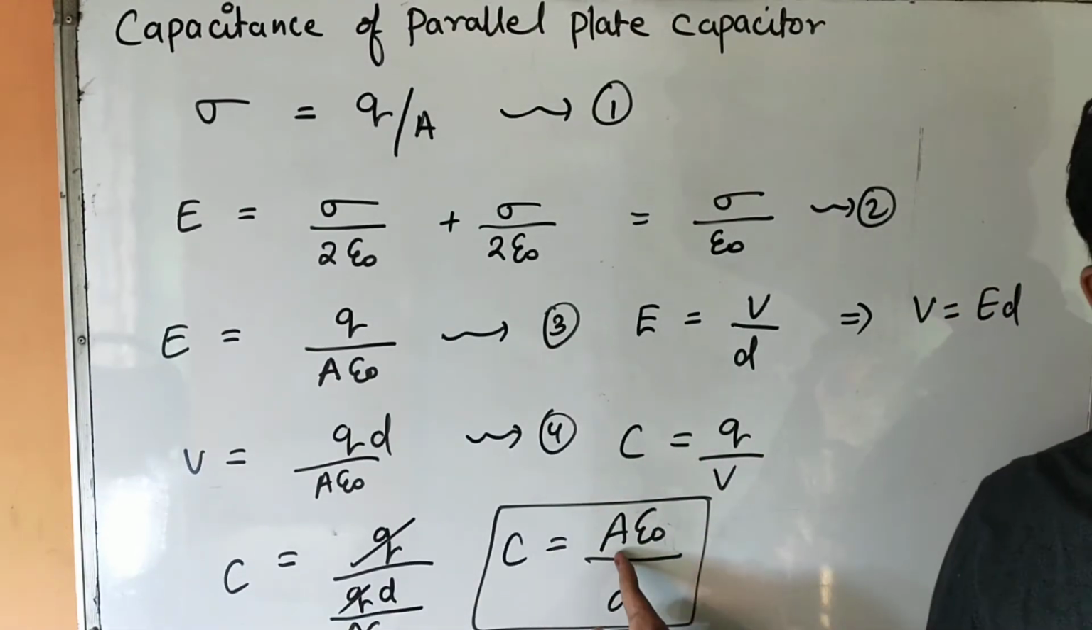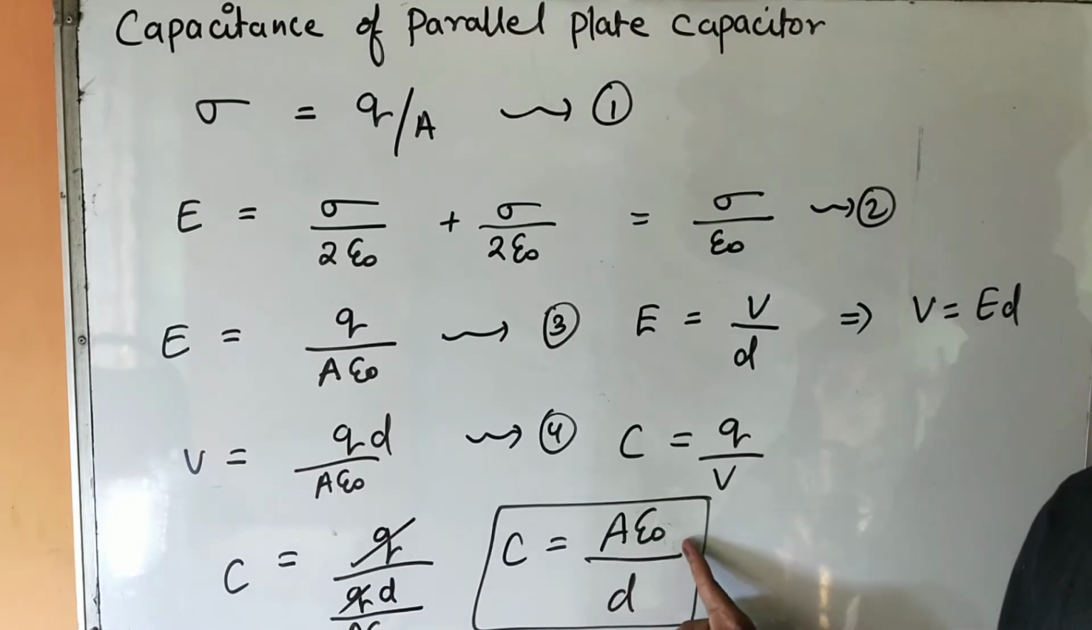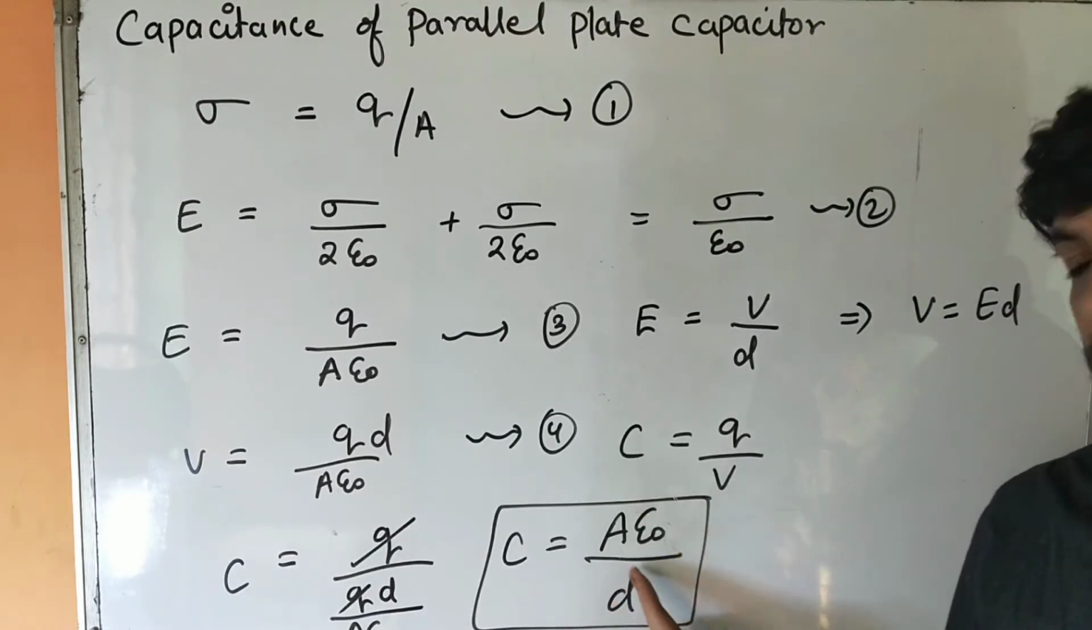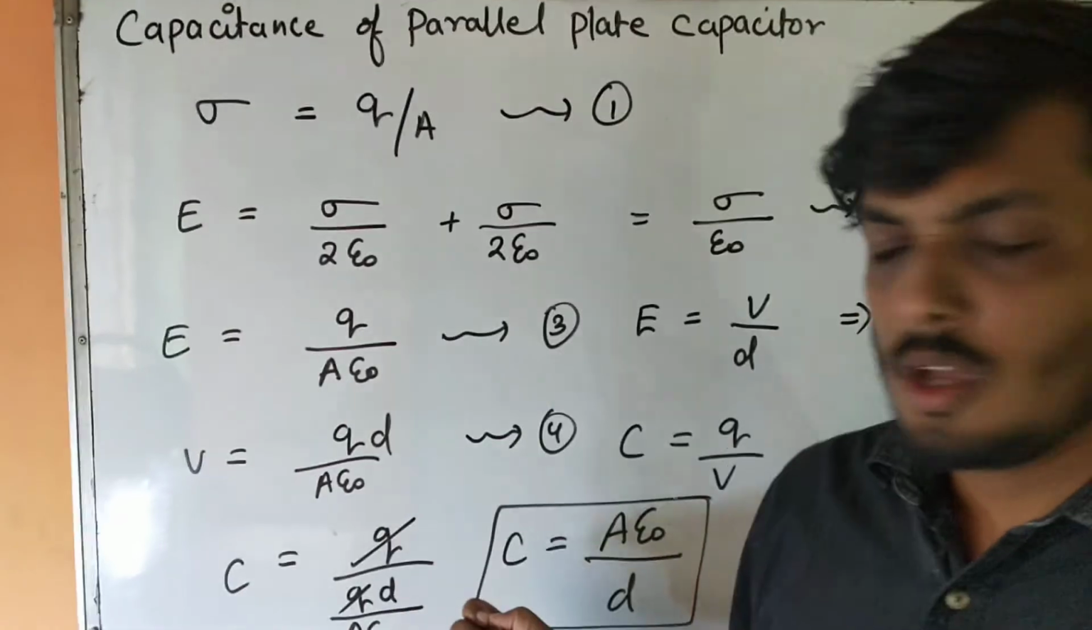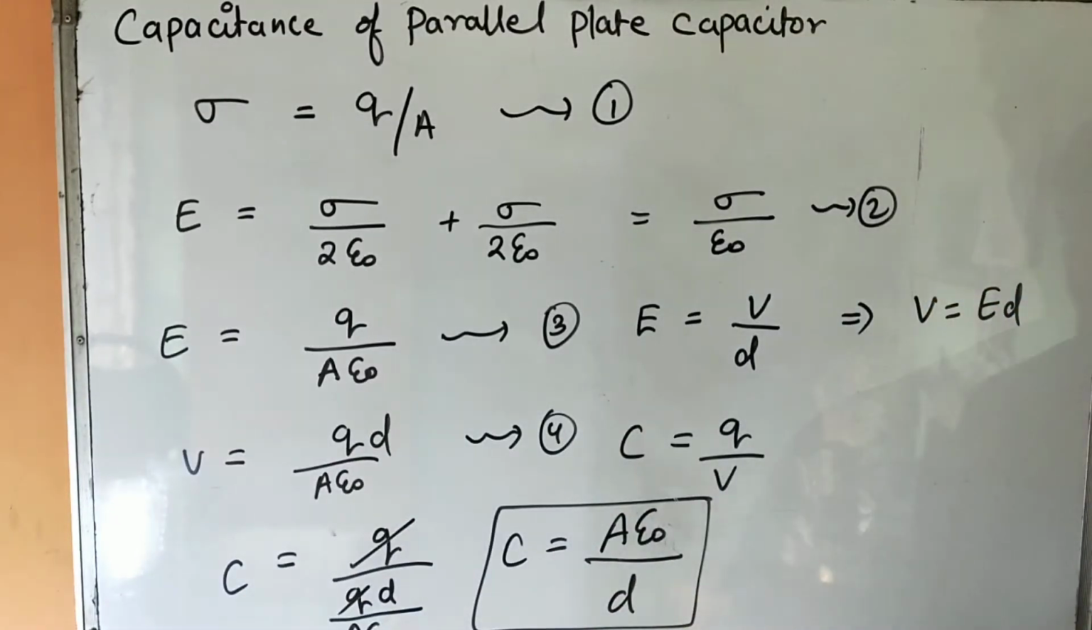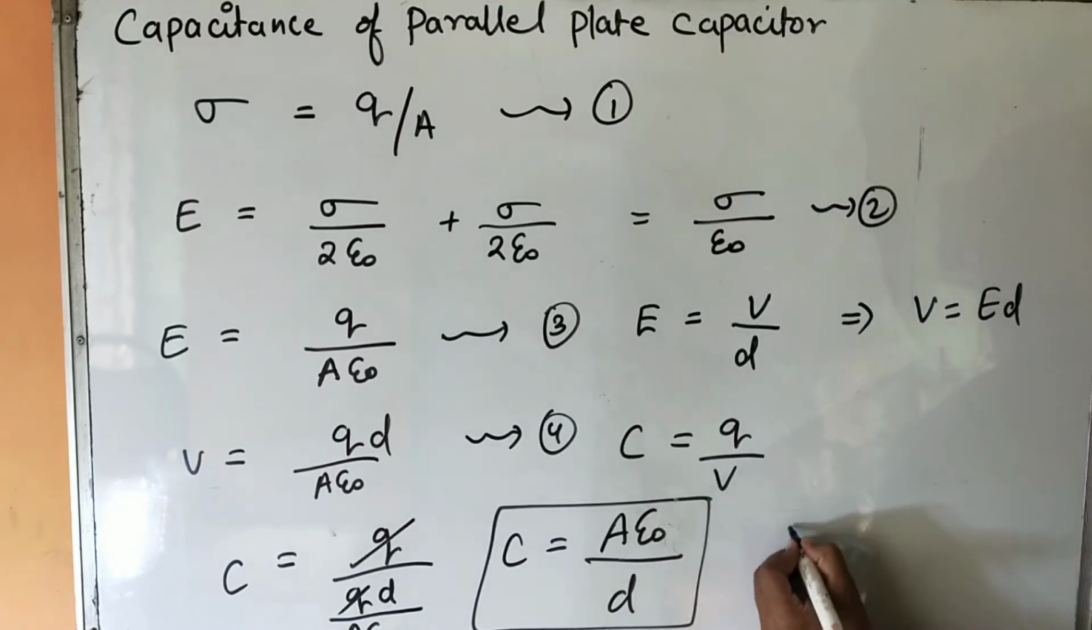It depends upon the area of the plate. This epsilon naught is the permittivity of free space. Indirectly I'm talking about the dielectric medium. If here I had any medium, you would get the same expression for this.